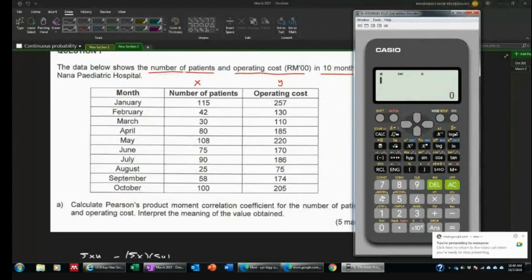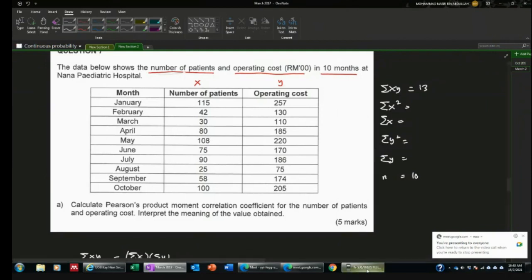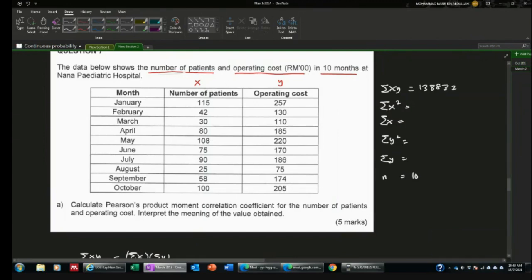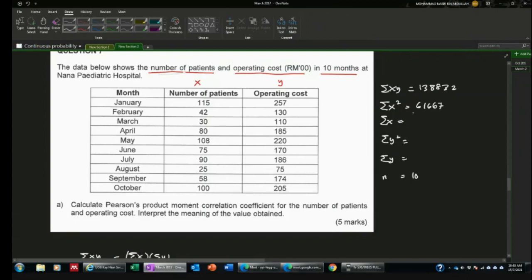Okay. Next, you need to find the values. Summation of xy is 138832. Summation of x squared is 61667. Summation of x is 723. Summation of y squared is 319096. And summation of y is 1712.